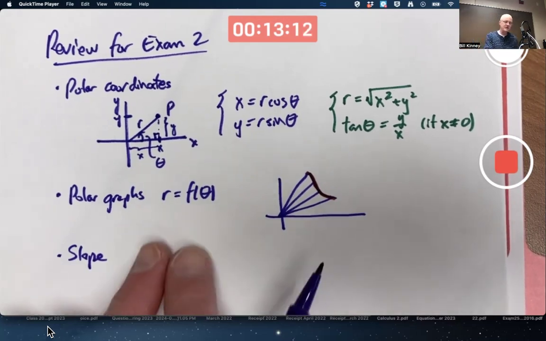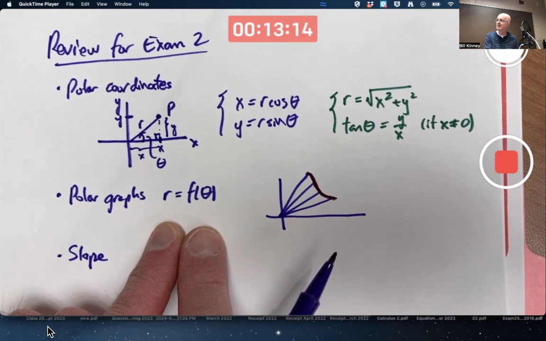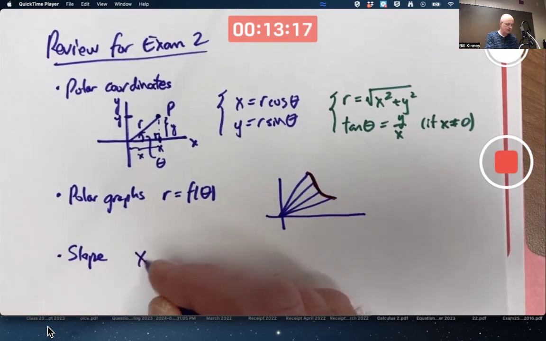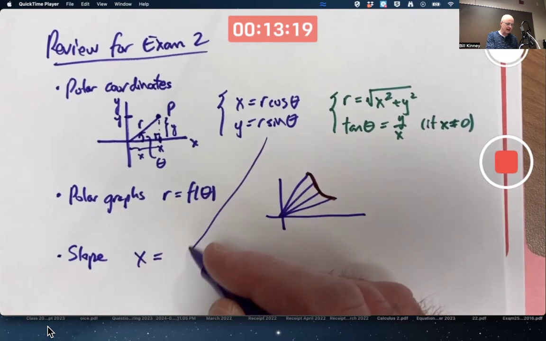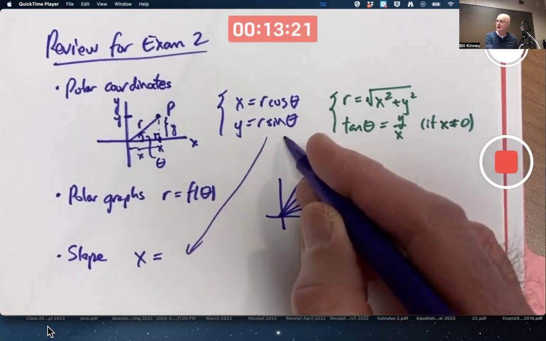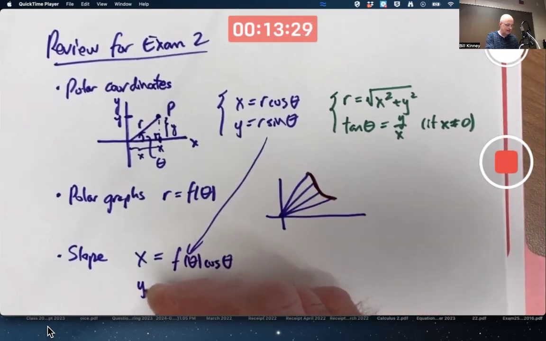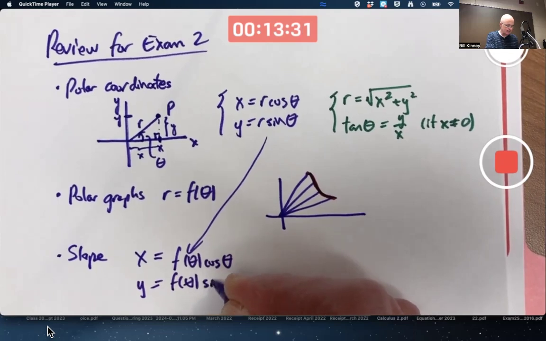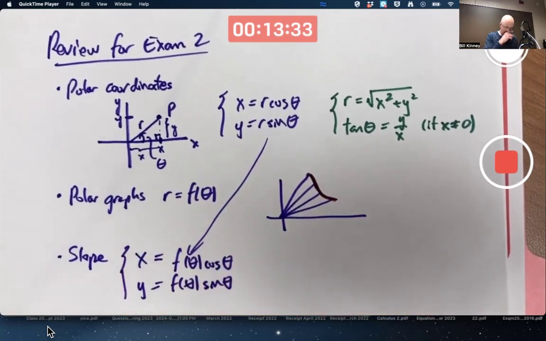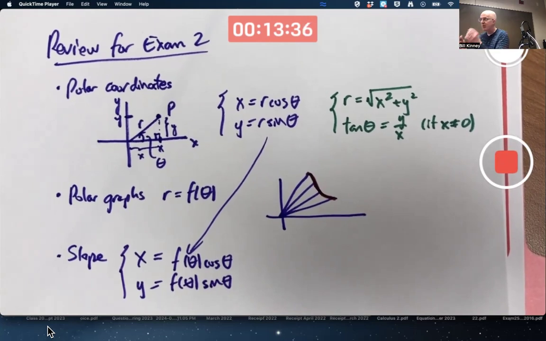We change this polar equation to a set of parametric equations, effectively using these conversion equations up here and replacing r with f of theta. X is f of theta cos theta. Y is f of theta sine theta, giving us a system of parametric equations in the parameter theta, not t, not time, it's an angle. But it traces out the polar curve. It still gives you the exact same polar curve.